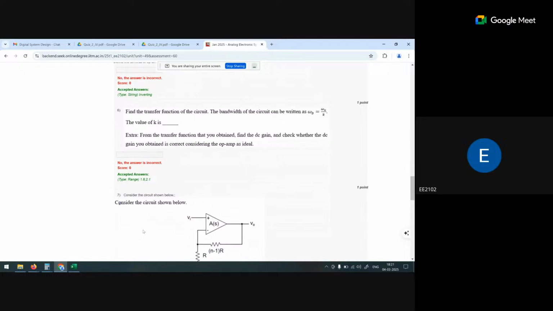So question number 6: find the transfer function of a circuit. The bandwidth of the circuit is written as omega B equal to omega U by K. The value of K is what? This is the question.